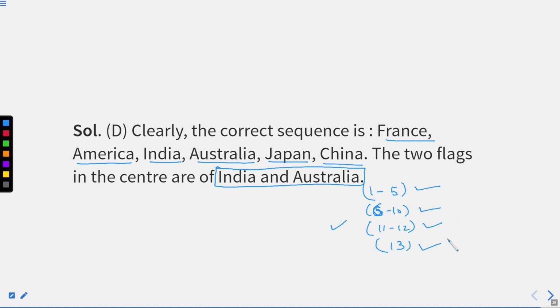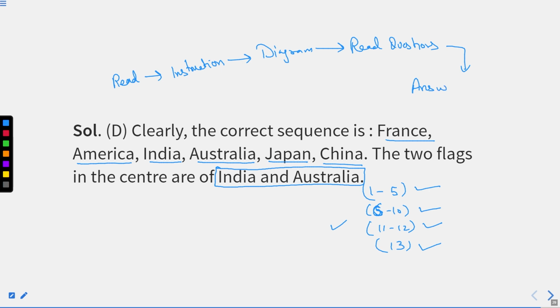So again, in every question, first I'm explaining the procedure, right? First we are doing reading. Second, what we are doing? We are doing instruction reading, then the diagram, then reading the questions, right? And the final one is answers, right? This is the basic procedure that you are supposed to follow.